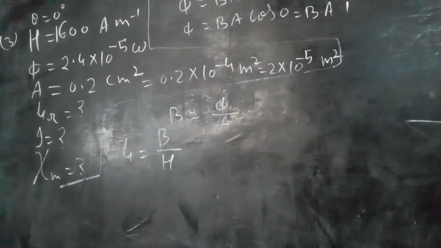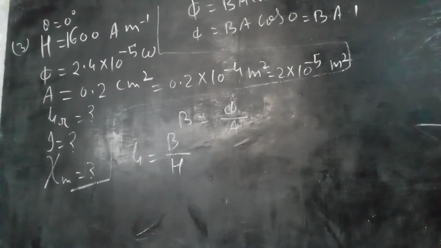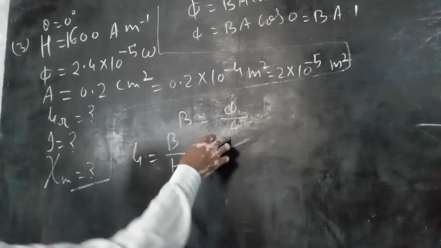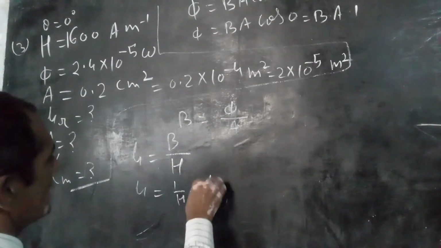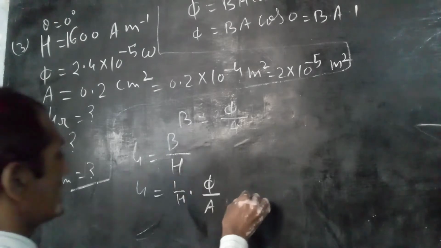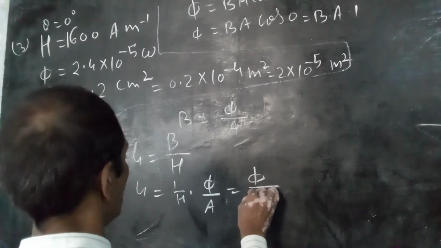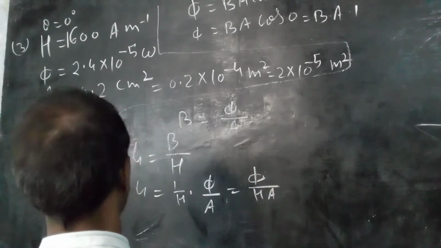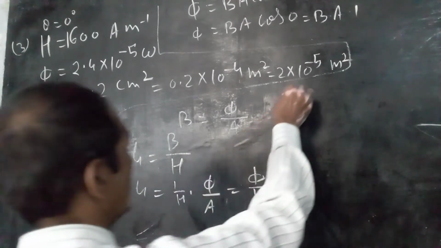So write the value: B by H. B is phi upon A, so write here phi upon A. Thus you get a relation for mu: phi upon H A. Thus we have derived a relation for mu in the given data. Now we put the given data, then we get mu.